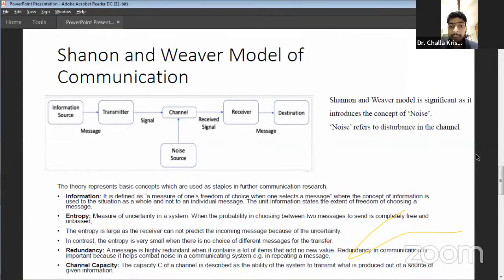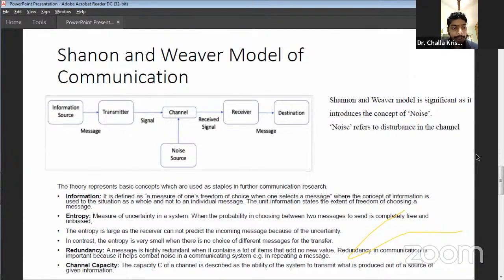For example, I'm speaking in English. If the receiver has zero proficiency in English and is not able to comprehend what I'm saying, then that is also noise. For example, if I'm talking about transmission, and the receiver doesn't understand what transmission is, doesn't have knowledge about what a transmitter is, then that is noise, right? So in this theory, you have some concepts that you have to remember.